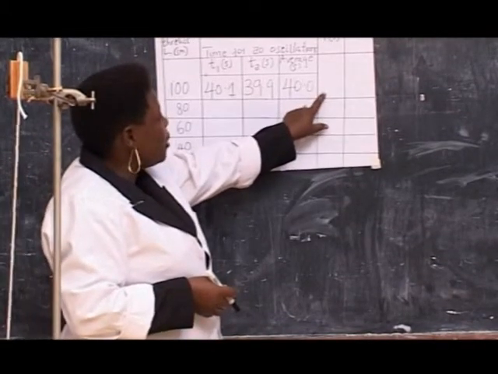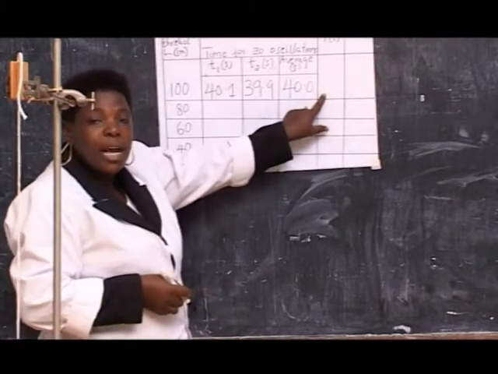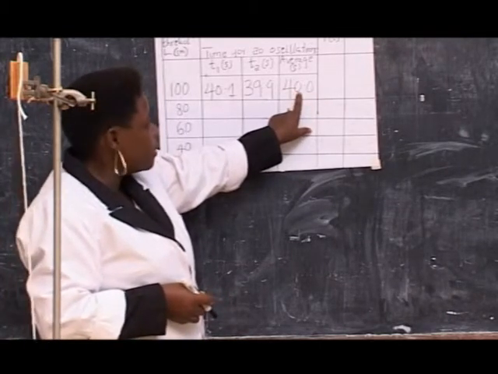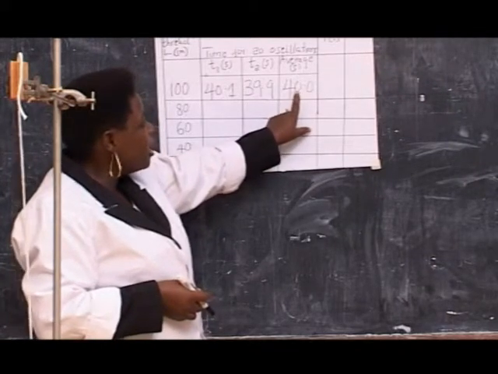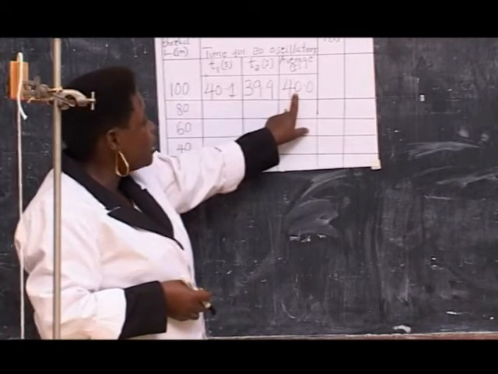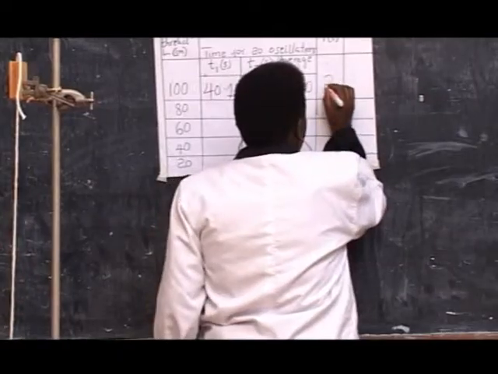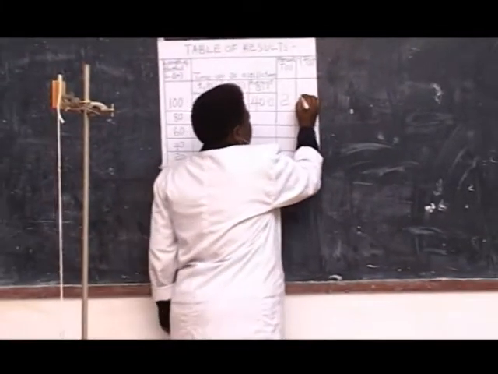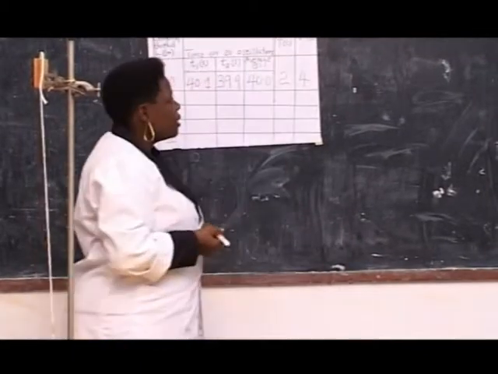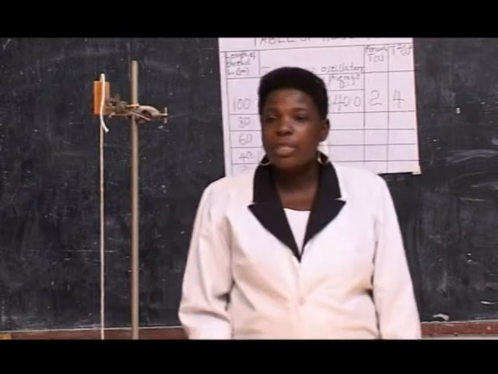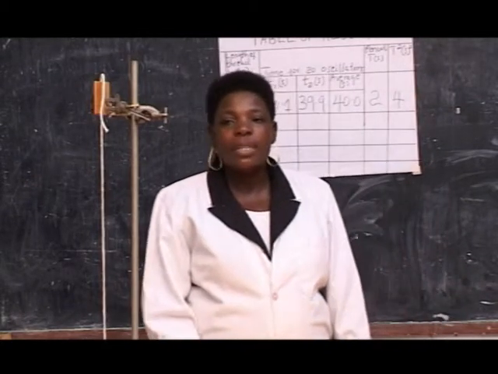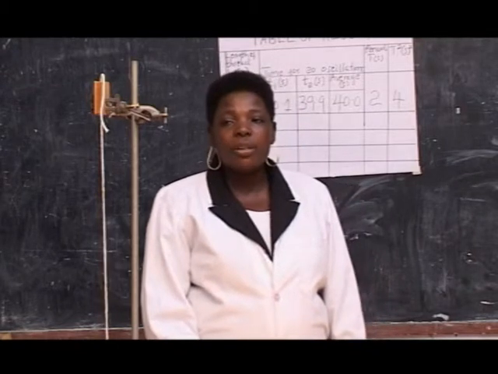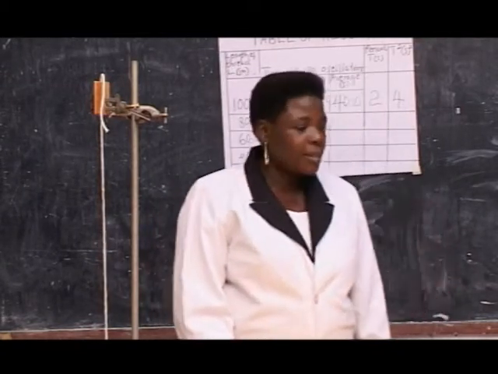Again, find the period. Now, period is the time for one complete oscillation. So we take the time and divide by the number of oscillations. The number of oscillations was 20. If you take 40 and divide by 20, we get 2 seconds. Now if you square these 2 seconds, you get 4 seconds squared. Repeat the above procedure for lengths of 80 centimeters, 60 centimeters, 40 centimeters, and 20 centimeters, and tabulate your results as shown on the table of results.